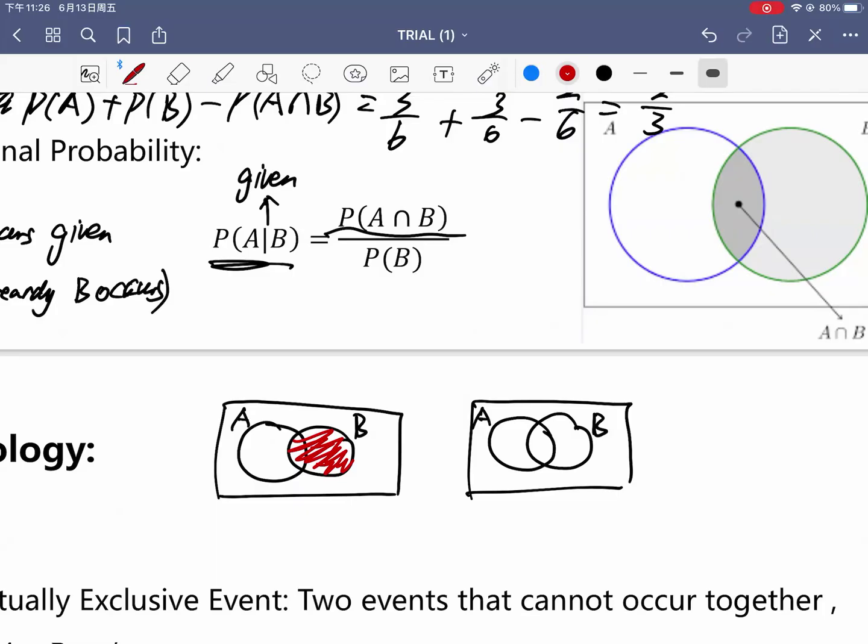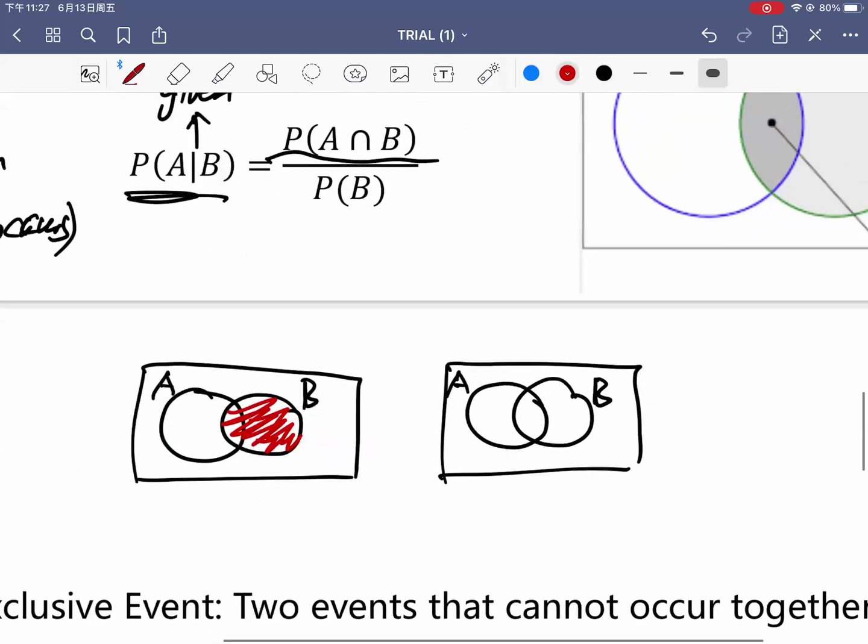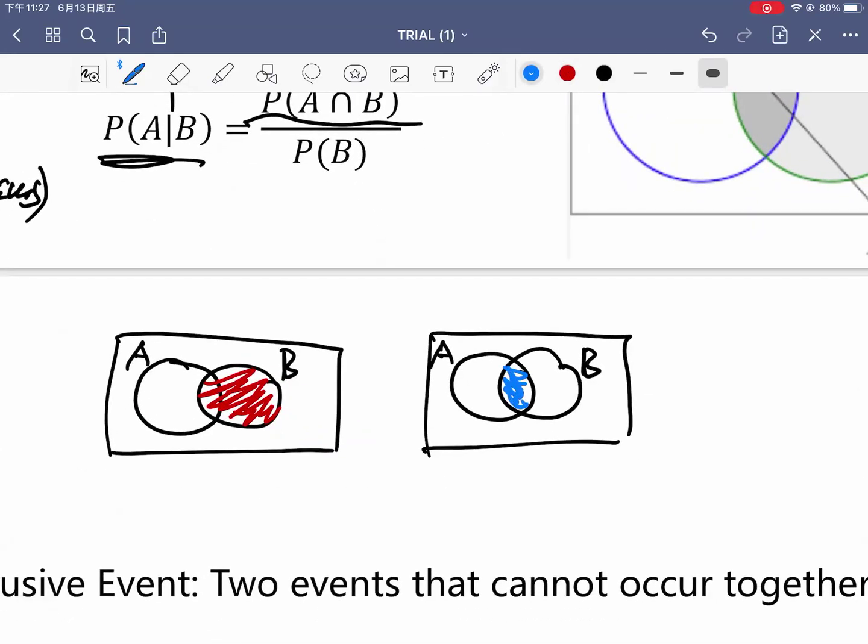Given that I'm already inside this B circle, I want to find out whether A occurs. Inside this red circle, what's the bit where A also occurs? That's the intersection. It's like finding A inside B, and the only way to do that is through the intersection. This is why we use the blue area divided by the red area, to get how much of B also satisfies A.